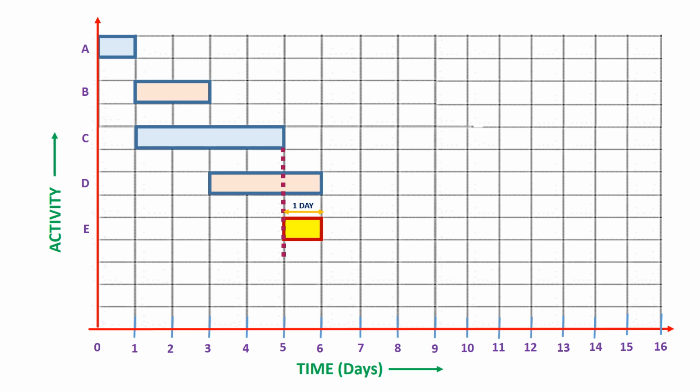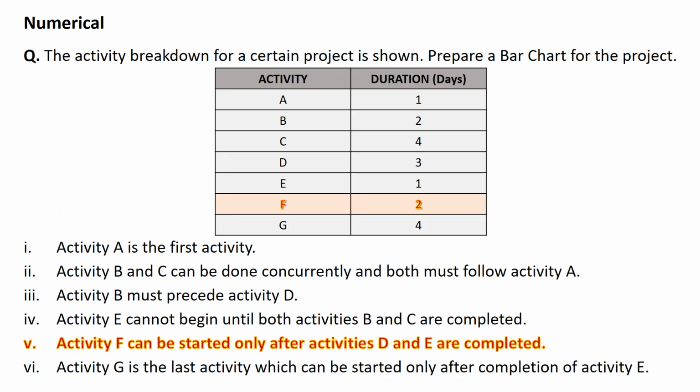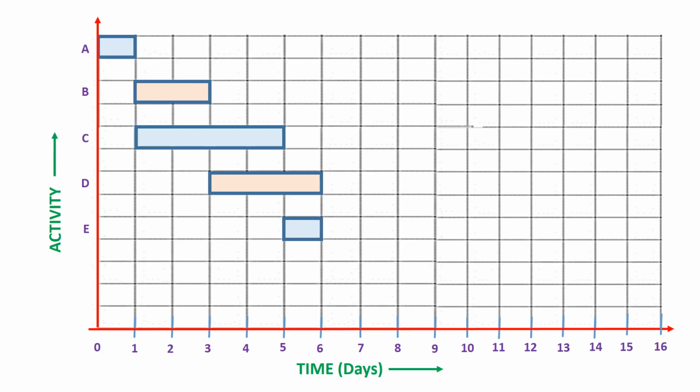Now let's move on to the next relation. Activity F can be started only after activities D and E are completed. So we'll see how this looks. We know the duration of activity F is 2 days. Therefore, I'll have my activity F below activity E.